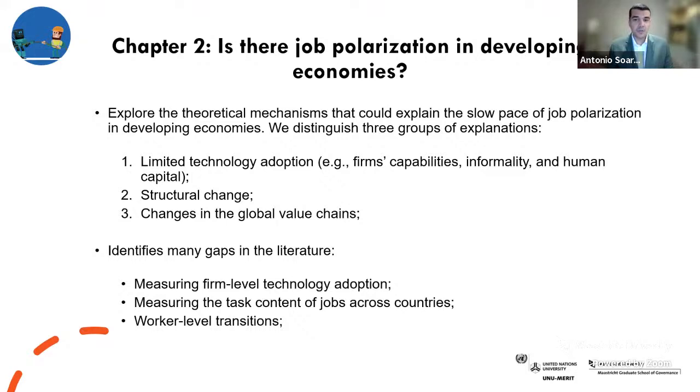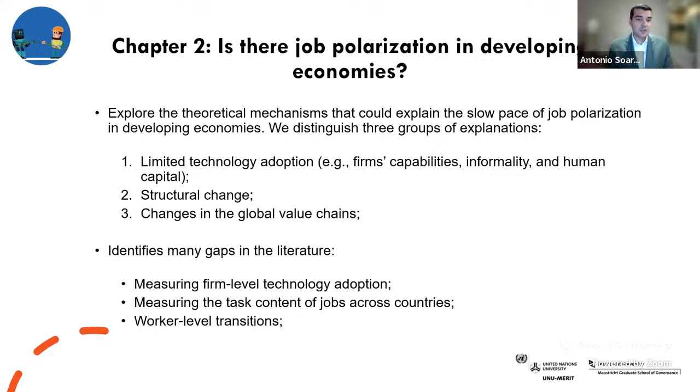We distinguish three groups of explanations. The first one relates to limited technology adoption. Because of firms' lack of capabilities, the extent of informality in developing economies, and the lack of appropriate human capital, technology adoption in those economies is likely lower. In fact, it is lower, which then reduces firms' ability to substitute routine workers.